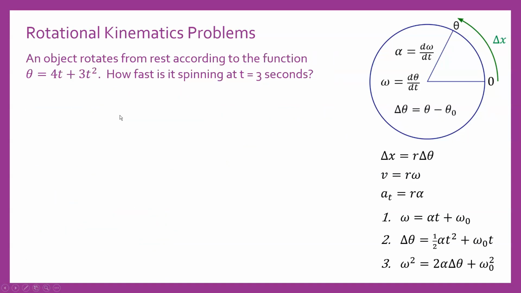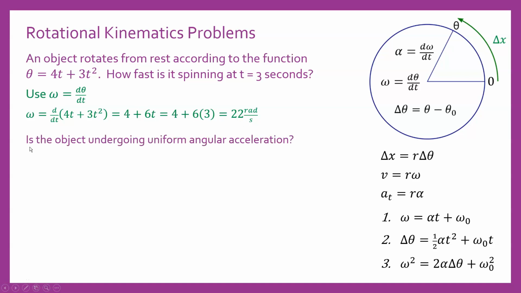Let's look at a different rotational kinematic problem. Now we're given the rotation from rest according to the function theta equals 4t plus 3t squared. How fast is it spinning at t equals 3 seconds? Now we have to use these relationships here. We want to use omega is equal to the derivative of theta with respect to time. So we plug in our expression for theta, take the derivative, plug in 3 seconds, and we find out that after 3 seconds, this object is rotating at 22 radians per second.